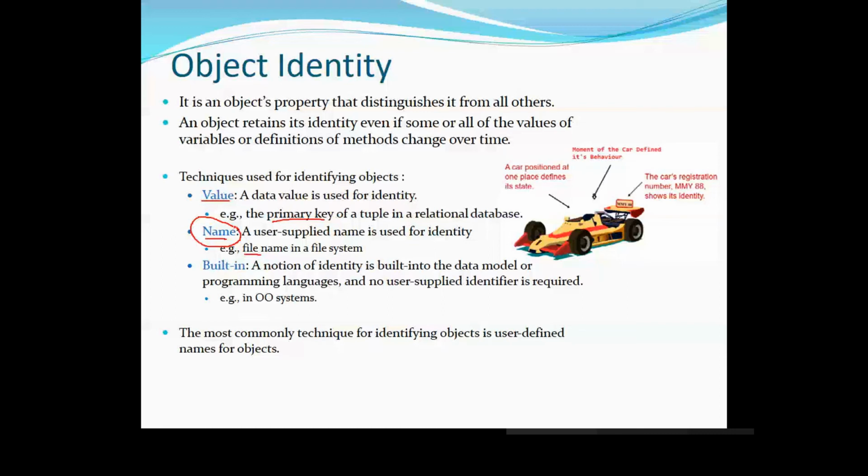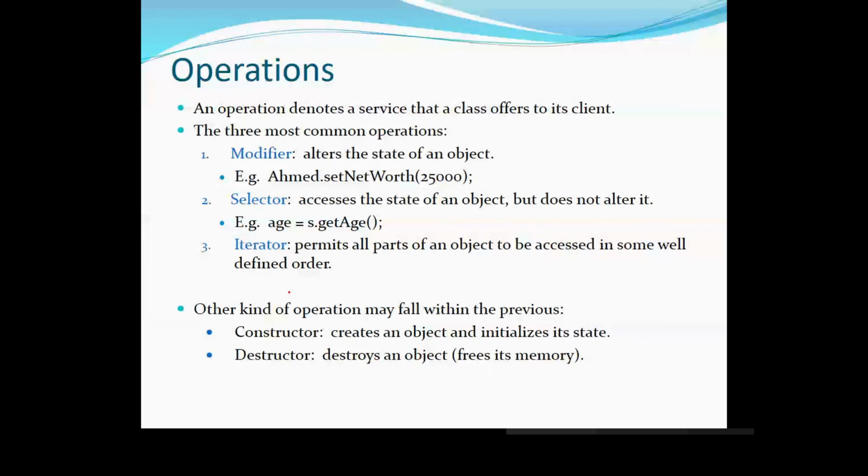Now the operation. It could be a service, or it could be self-operation. So an operation denotes a service that a class offers to its client. This is the class that represents the object, and there are some operations here. So if you make a request, you ask for a service, either as a user or as another object, that means it's an operation. So the operation denotes a service that the class offers to its client, no matter who the client is, in the system or outside the system, human or another program or another object inside the system.